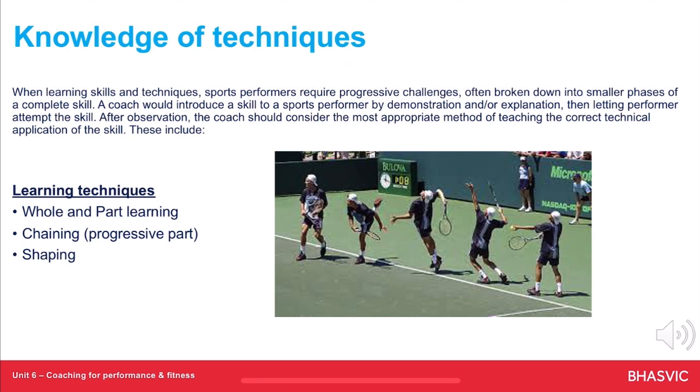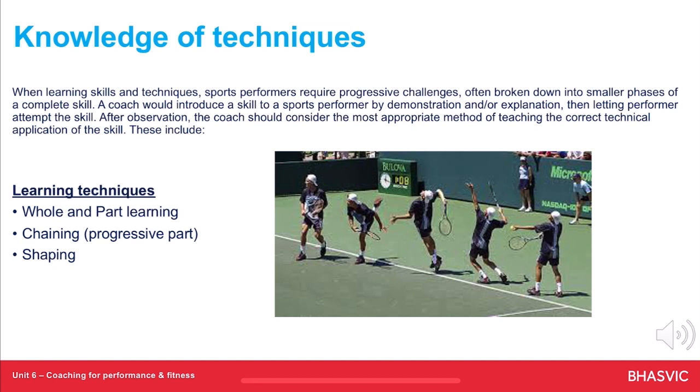Okay, so now we're going to go into a bit more detail into each characteristic. So we have the knowledge of techniques. When learning skills and techniques, sports performers require progressive challenges, often broken down into smaller phases of a complete skill. A coach would introduce a skill to a sports performer by demonstration and/or explanation, then letting performers attempt the skill. After observation, the coach should consider the most appropriate method of teaching the correct technical application of the skill.